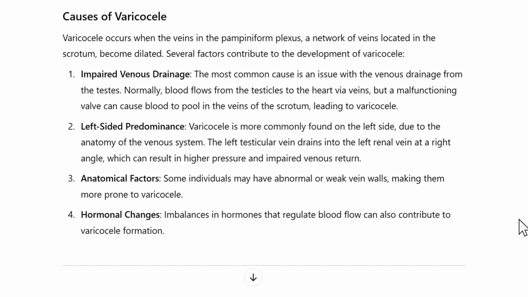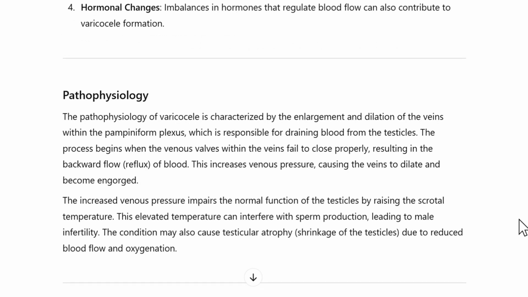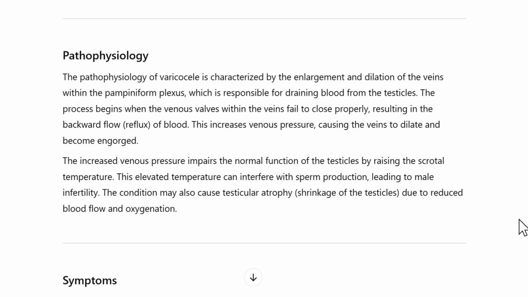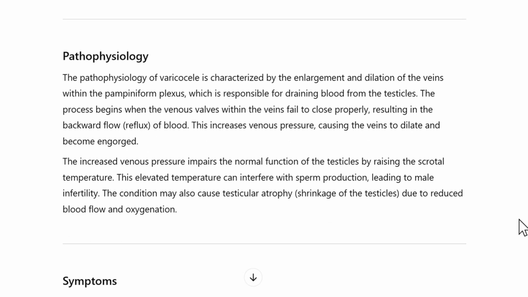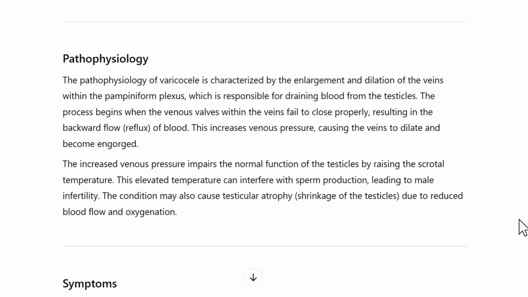Pathophysiology. The pathophysiology of varicocele is characterized by the enlargement and dilation of the veins within the pampiniform plexus, which is responsible for draining blood from the testicles. The process begins when the venous valves within the veins fail to close properly, resulting in the backward flow, reflux, of blood. This increases venous pressure, causing the veins to dilate and become engorged.